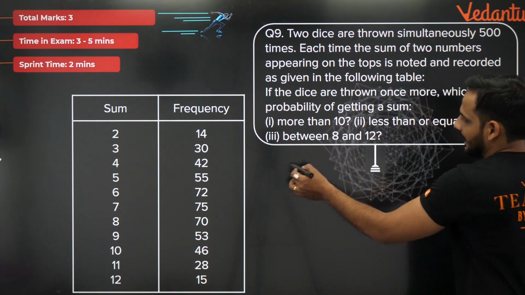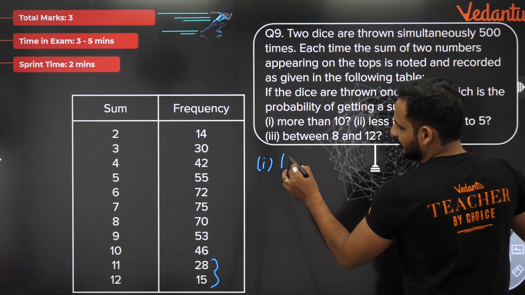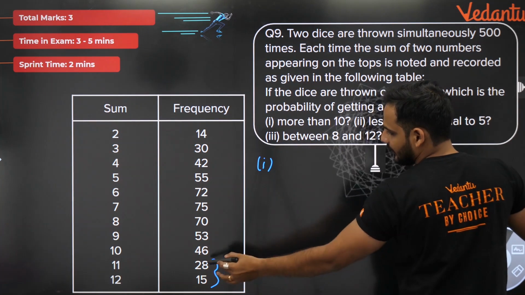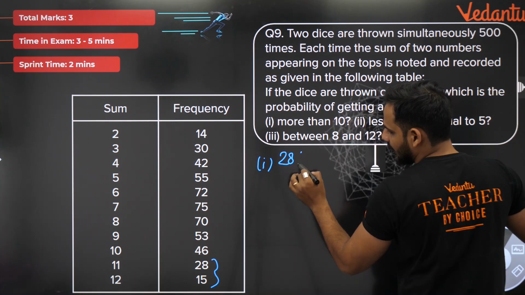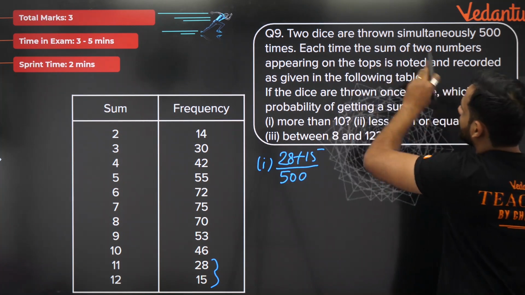In that case, for the first one, more than 10 are only these cases. So I will say the sum is 11 and the sum is 12. So that is 28 plus 15 divided by the total number of times we have done the experiment, which is 500 times.